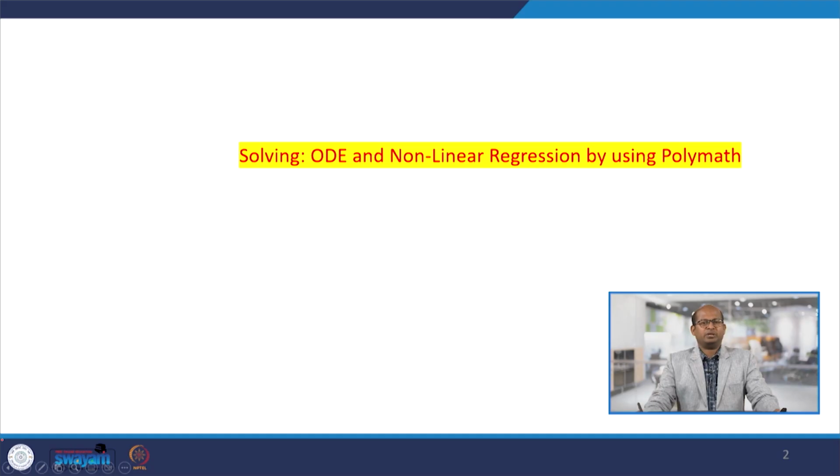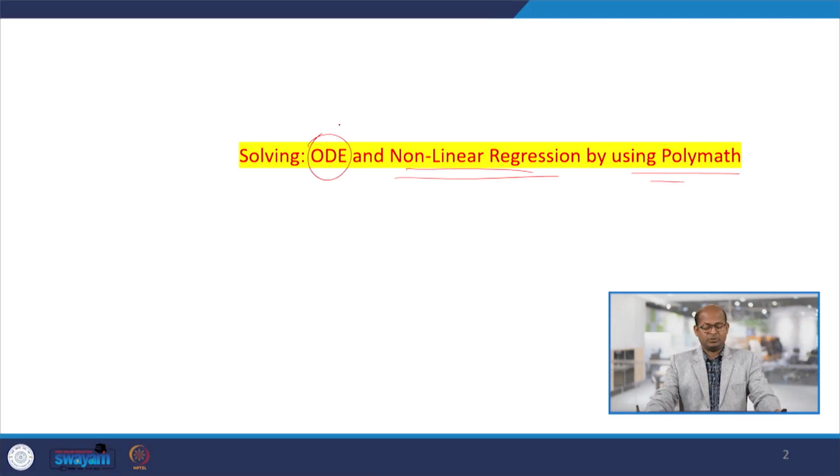Welcome to the course Advanced Reaction Engineering. In this course we will discuss Polymath and the ordinary differential equation solver, that is, how to solve ordinary differential equations by using Polymath. We discussed nonlinear regression methods using Polymath in our last class. Today we will discuss ordinary differential equations.